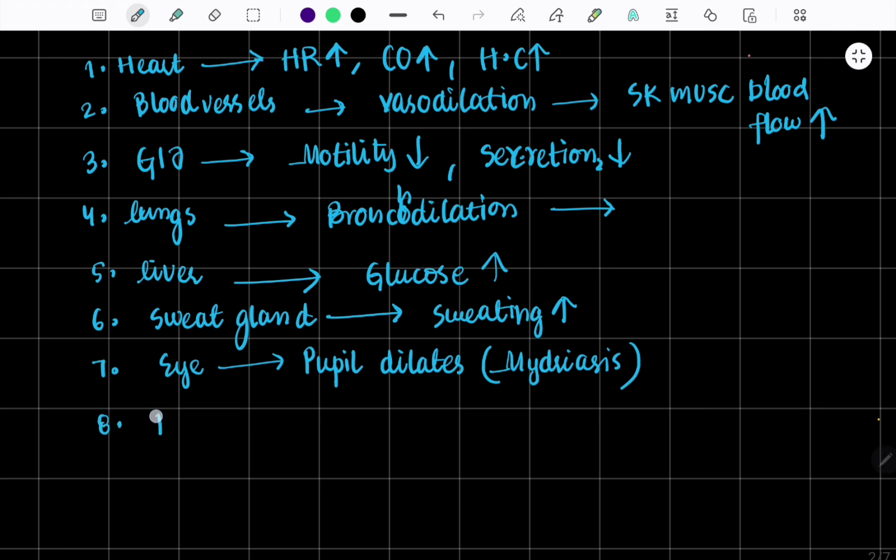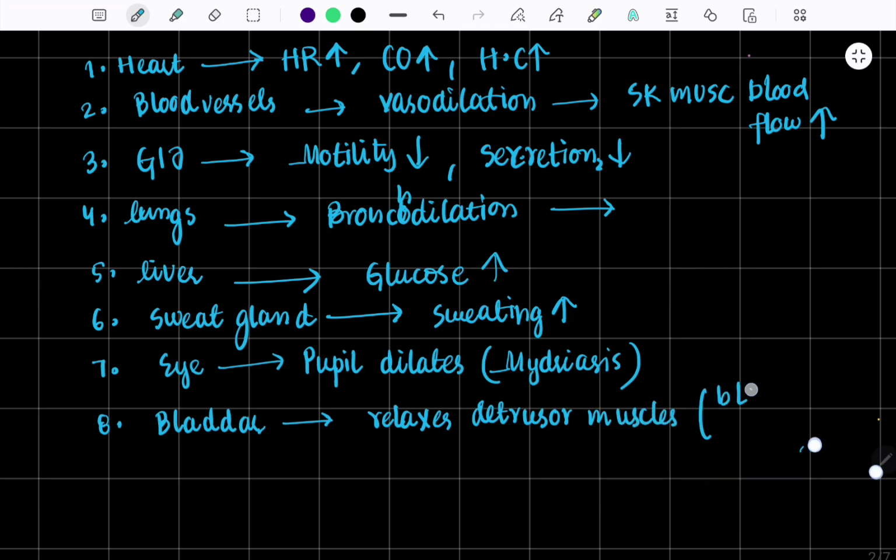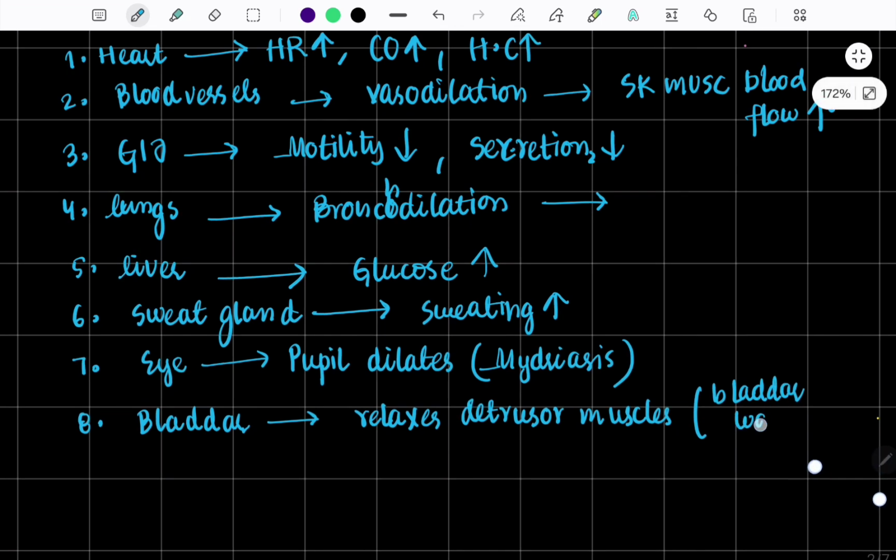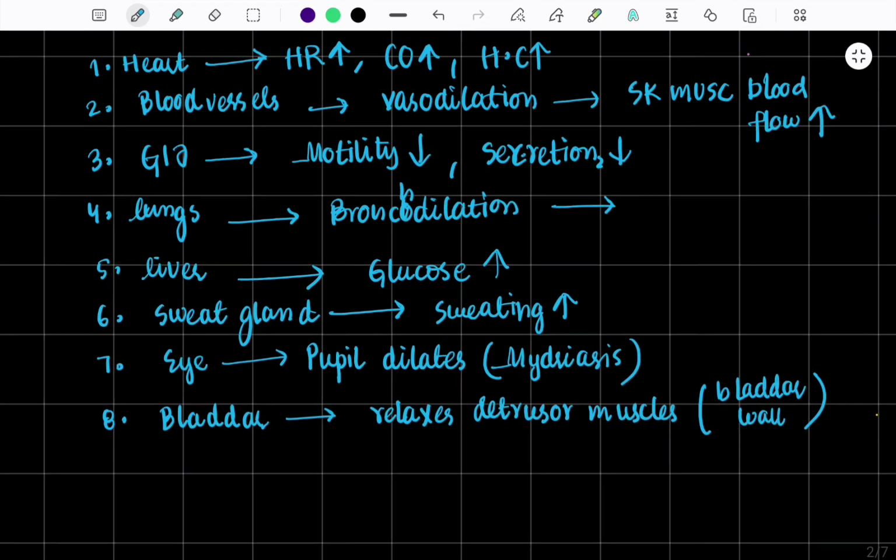Now after that, when I talk about the bladder, you have to understand this. You have to be focused right now over it, because when I talk about the bladder, you have to remember that the sympathetic system basically relaxes the detrusor muscles, or you can say the bladder wall, right? So when the detrusor muscles are relaxed, the bladder stores more urine, right?